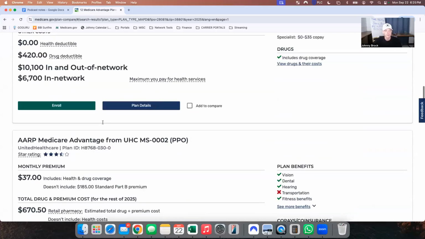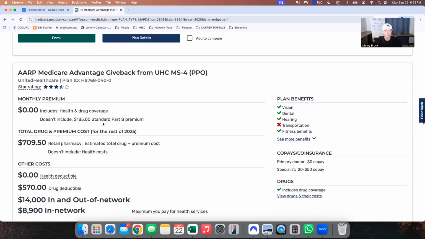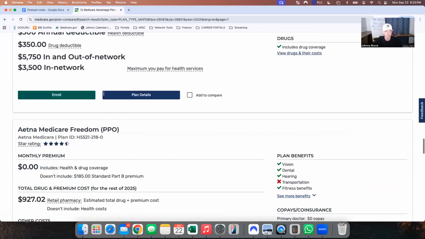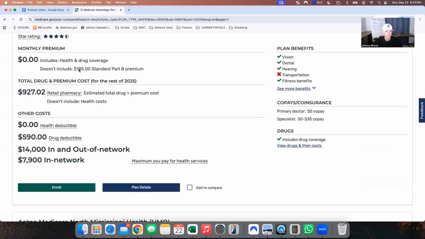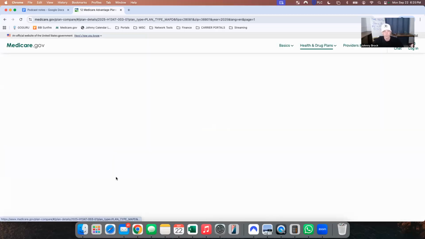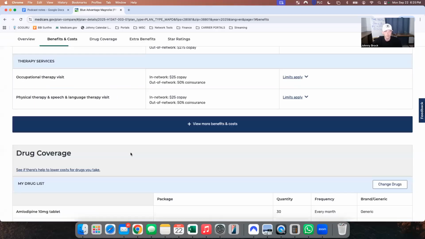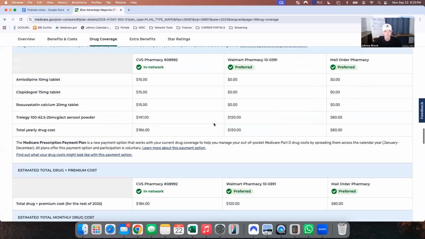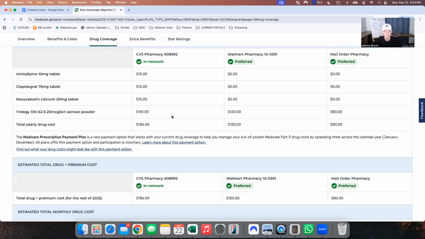With this medication, Trelegy, that's the one that's jacking it up, because if you take Trelegy off, it's going to be very, very low cost. You would look at the plan that has the lowest cost, and you'd go to it and check it out. So right here it says cost of Trelegy. That's the only one that's really costing a lot of money. At CVS, it's $15 for every drug except Trelegy. Here it is. At Walmart, you're paying $120.